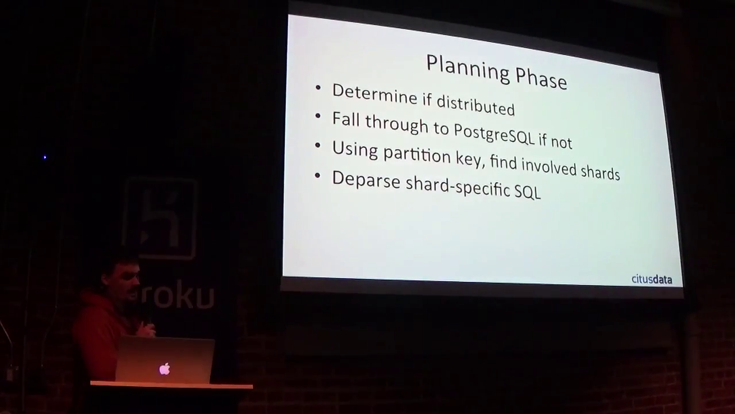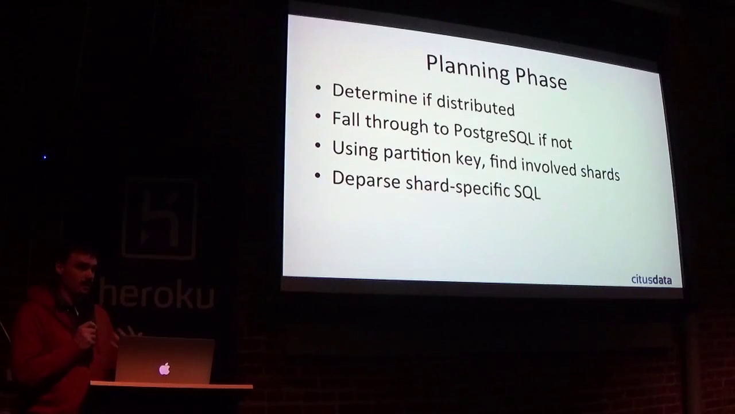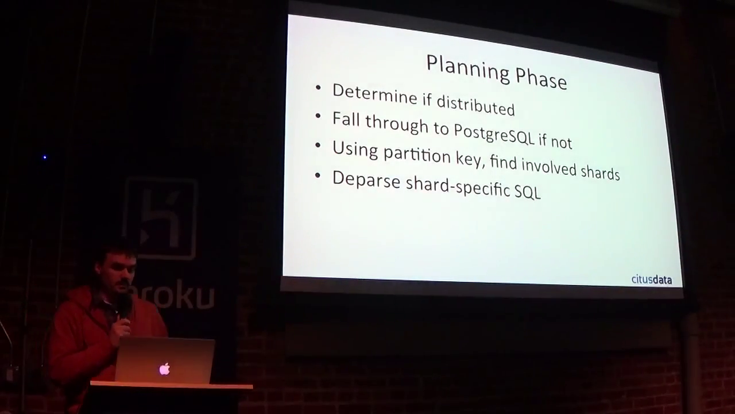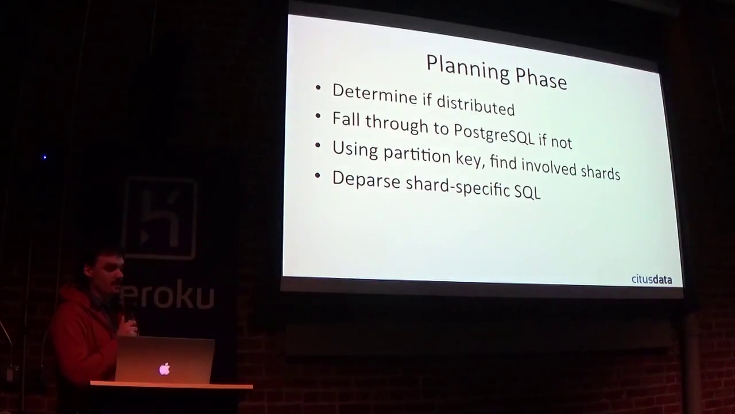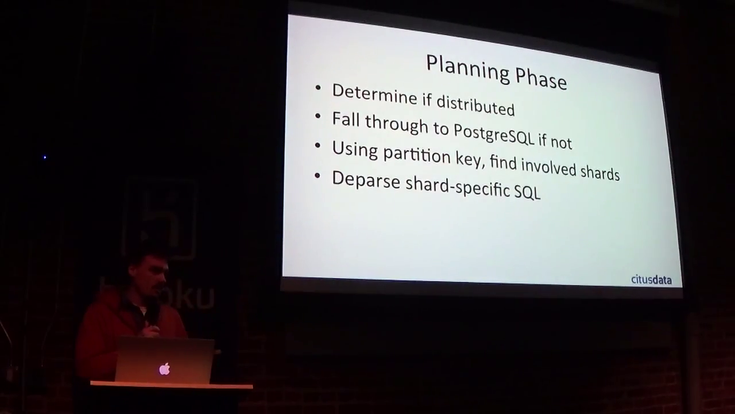So let's go into what the planning phase looks like. First of all, we examine the query, which is a raw query that's had minimal processing, parsing, and a little bit of processing applied to it, and we figure out if it's distributed by looking at whether or not it references any of the tables we know to be distributed. If it does not, then we can just fall through to PostgreSQL.